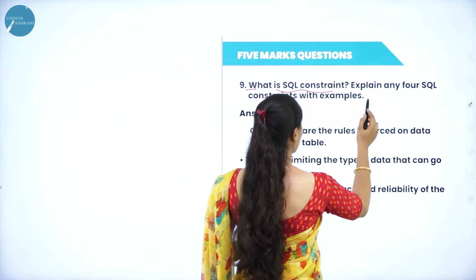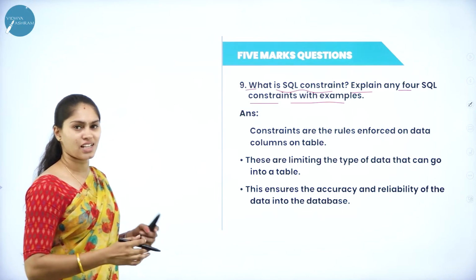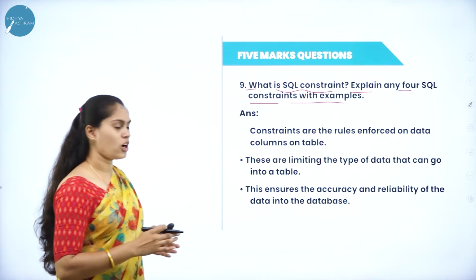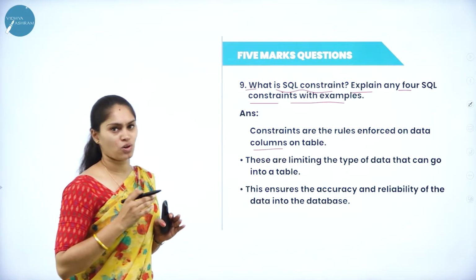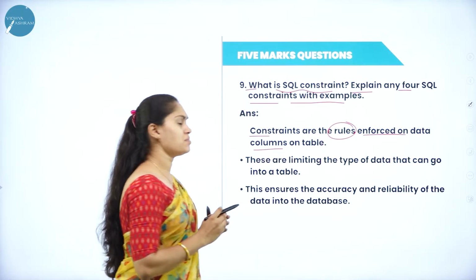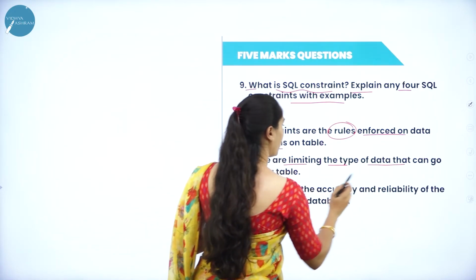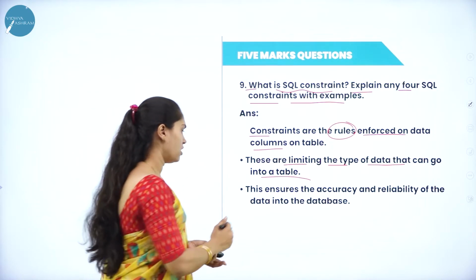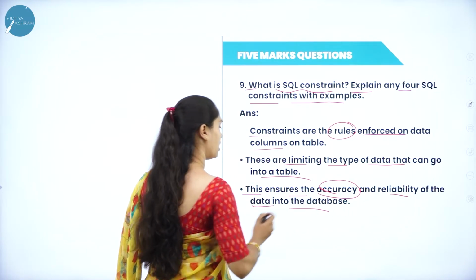What is an SQL constraint? Explain any 4 SQL constraints with example. So what is a constraint? It is a set of rules and regulations that we have to follow with respect to data columns on a table. Constraints are the rules enforced on data columns on the table. They limit the type of data that we can use in the columns of a table, and ensure the accuracy and reliability of the data in the database.